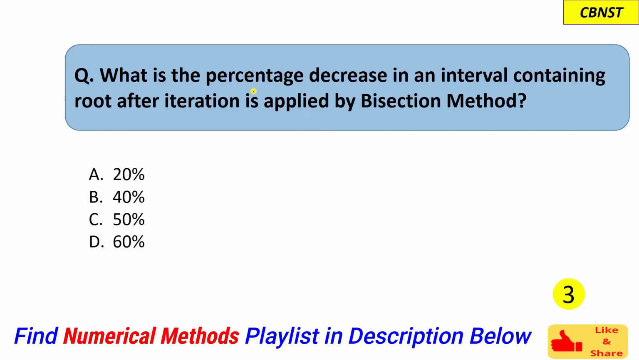So in this question, we are asked: what is the percentage decrease in the interval which contains the root after we apply the bisection method in each iteration? Here we have the options available: 20, 40, 50 and 60% reduction.